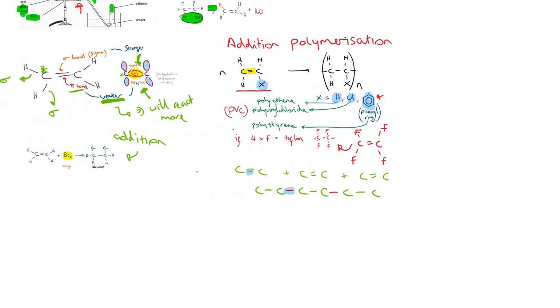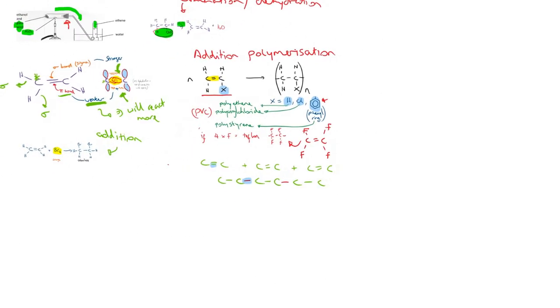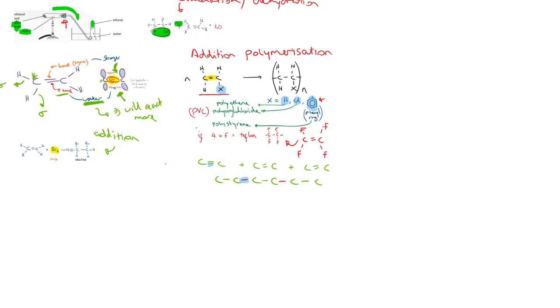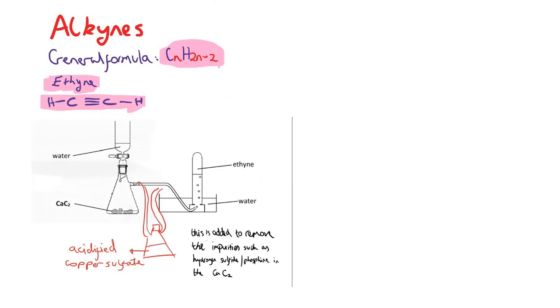Okay, so the last thing to discuss then in this video is going to be the alkynes and the formation of ethyne. The formation of ethyne involves just using water and calcium carbide or calcium dicarbide, which is an inorganic solid which usually actually contains quite a few impurities. So we need to try and dispose of the impurities here using acidified copper sulfate.